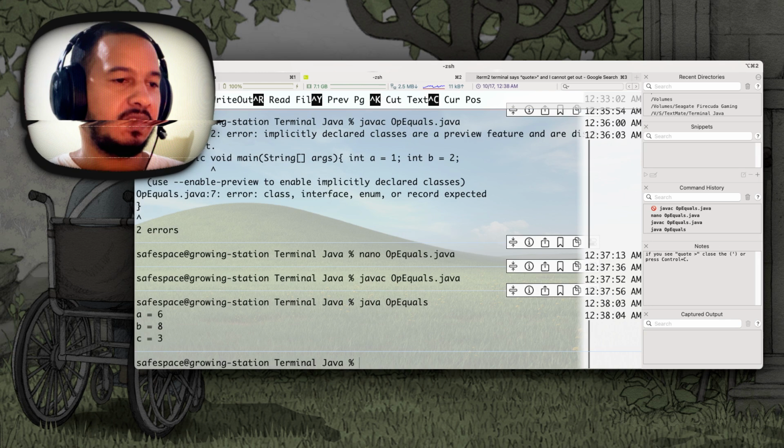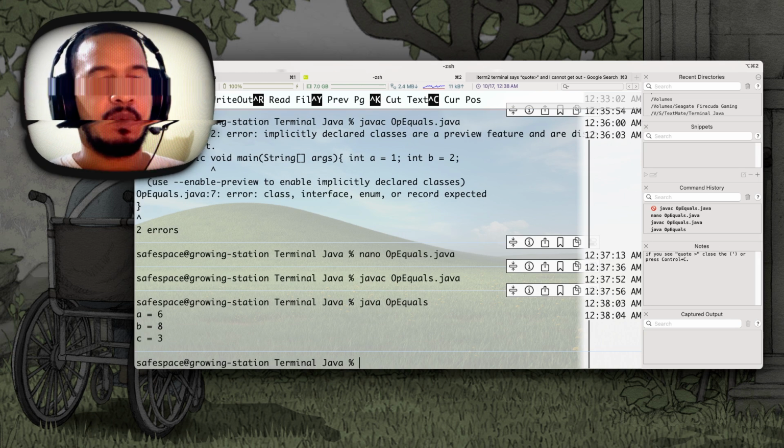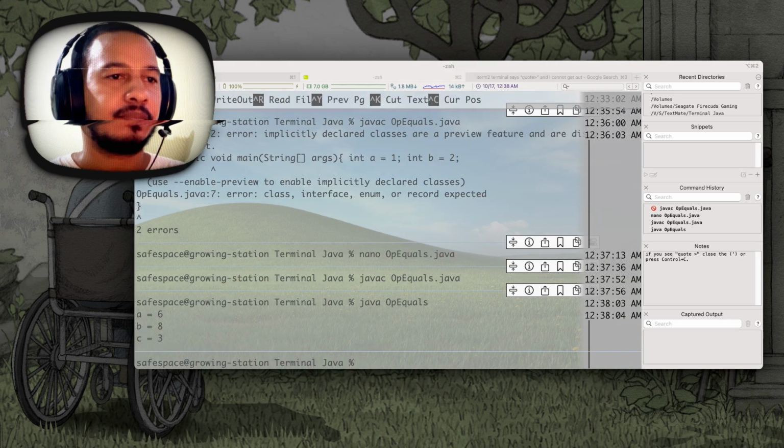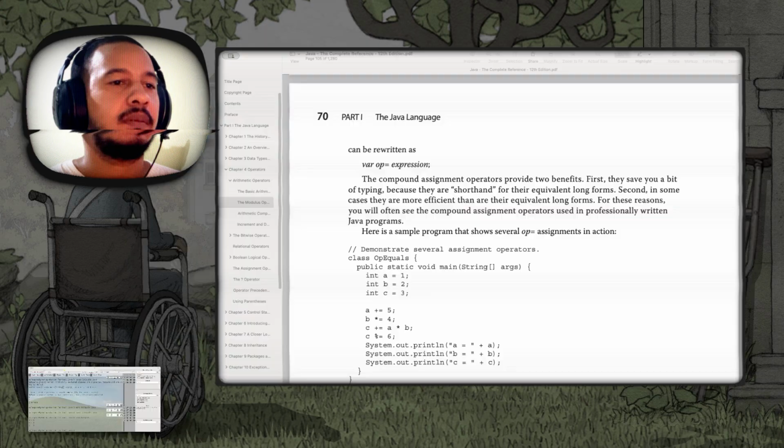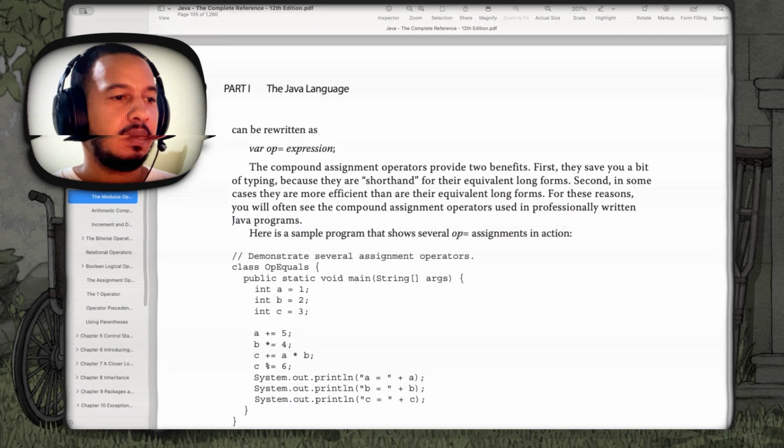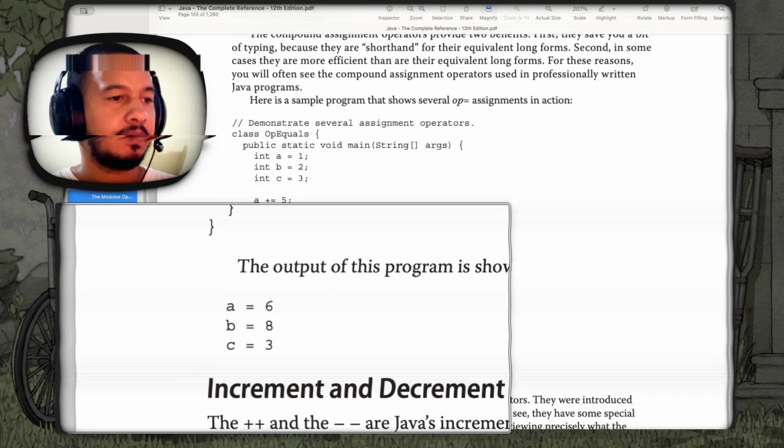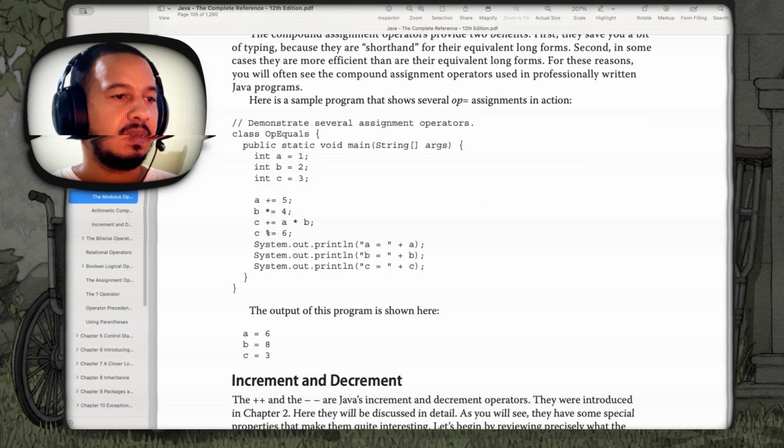a 6, b 8, c 3. All right, so we got the correct output. Nice. So let's look again at the book and see if we're right. Yep, there it is.